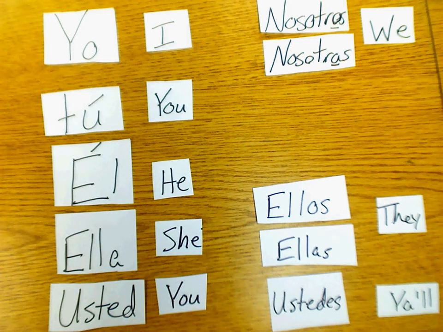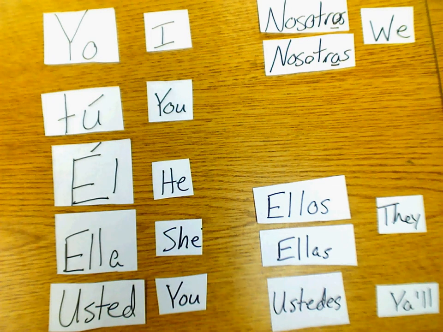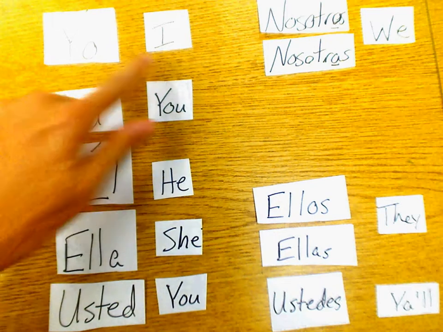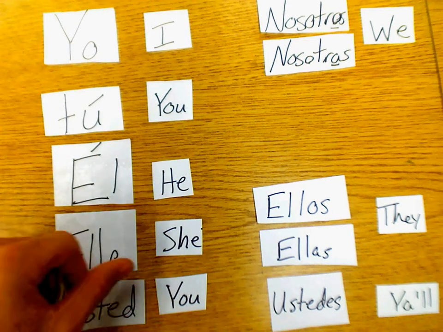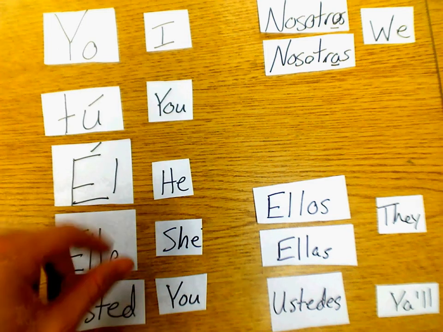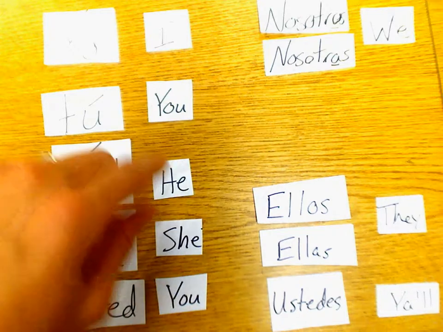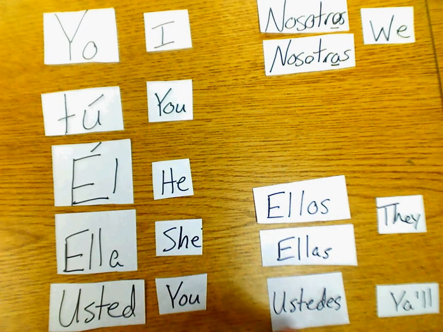This is the base of conjugations. If you don't know how to use these subject pronouns right in front of you, you're going to struggle through conjugations for the rest of your Spanish years. So, we have yo, means I, tú, you, él, he, ella, she, usted, you, nosotros and nosotras mean we, ellos and ellas mean they, and ustedes means y'all, so you plural.